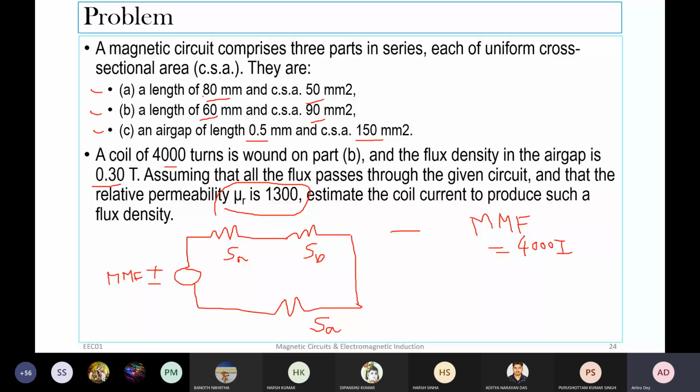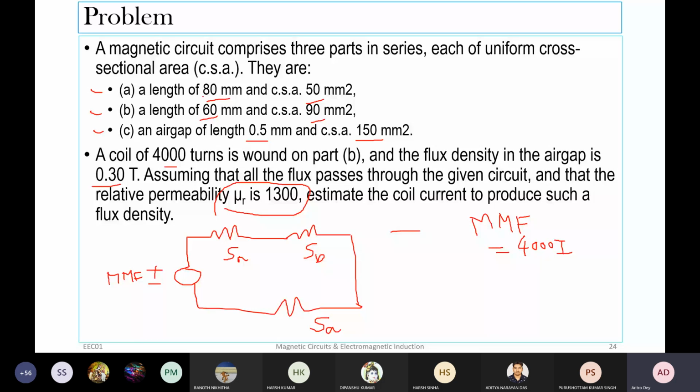So now phi is given. What is your phi? Your air gap flux density B is given, 0.3 Tesla. So 0.3 into cross section area will give you the total flux phi. And this phi is actually analogous to your I in the electrical circuit. So it is a series circuit, R1, R2, R3, and current I is flowing. So I into R1 plus R2 plus R3 is equal to your voltage V. In the same way we are doing this.